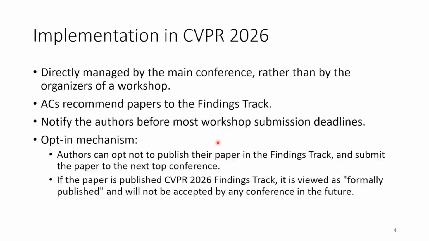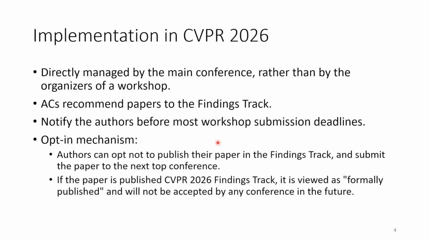Let me tell you some details. In ICCV, because the findings track is a workshop, authors need to submit their papers to the workshop. But in CVPR, this is not a workshop. It is directly managed by the CVPR program chairs, who will ask area chairs. Do you know what a program chair is and what area chairs are?